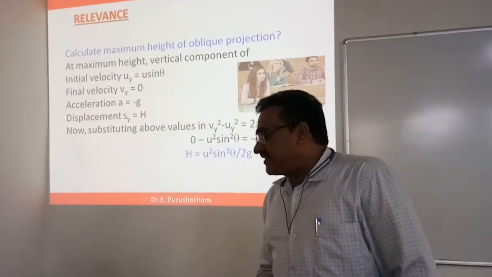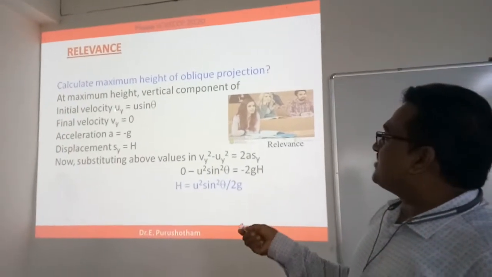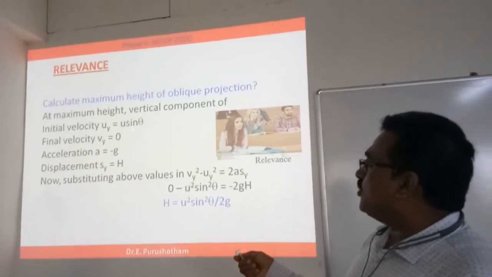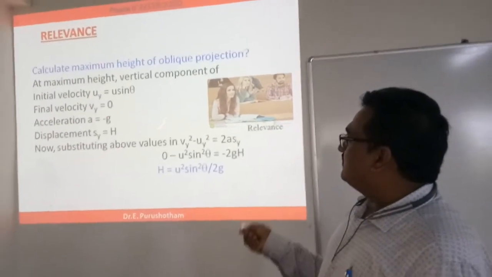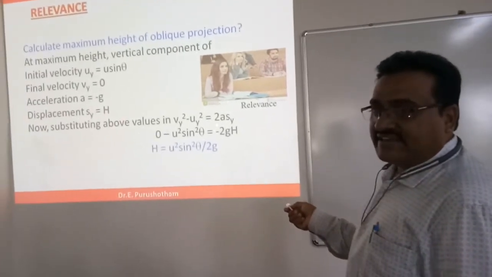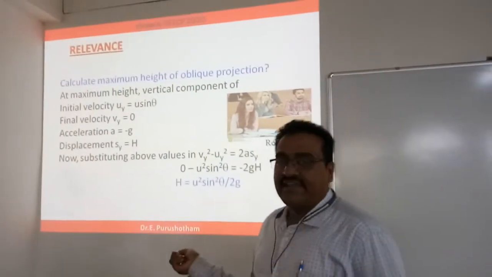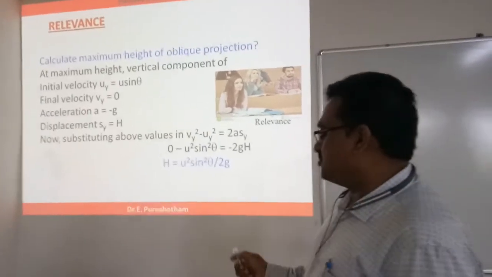From projectile motion, we can calculate the maximum height. Here is the initial vertical velocity uy and the final vertical velocity vy. These values are substituted in v square minus u square equals 2as, that is the equation of motion. Finally, we get h equals u square sin square theta by 2g.